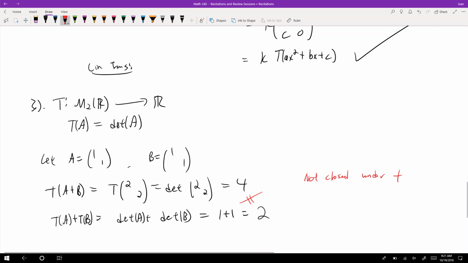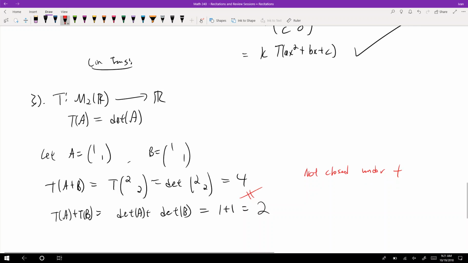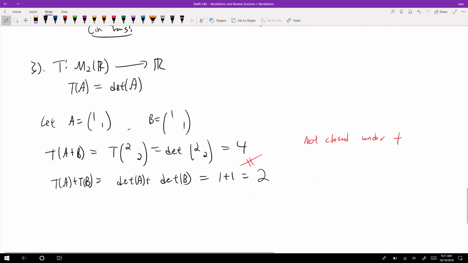Any questions? So we're done here. This one also fails under scalar multiplication. You can go home and play around with it, but the determinant is most certainly not a linear transformation.